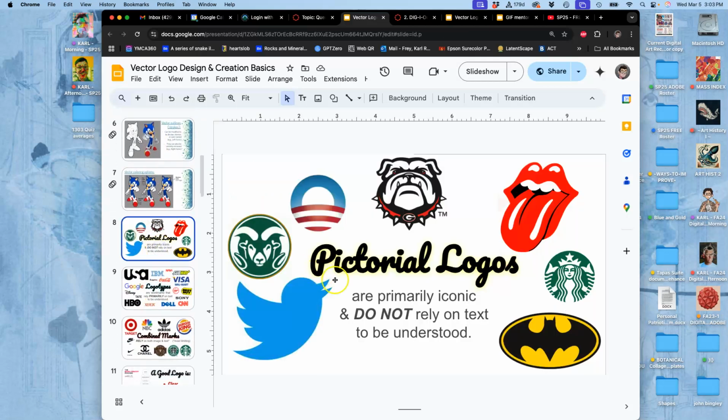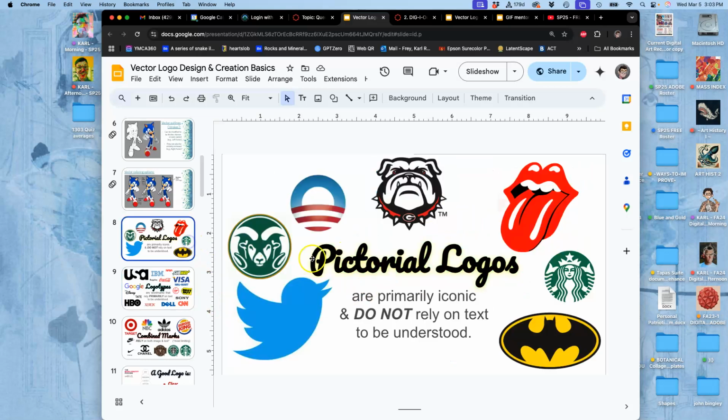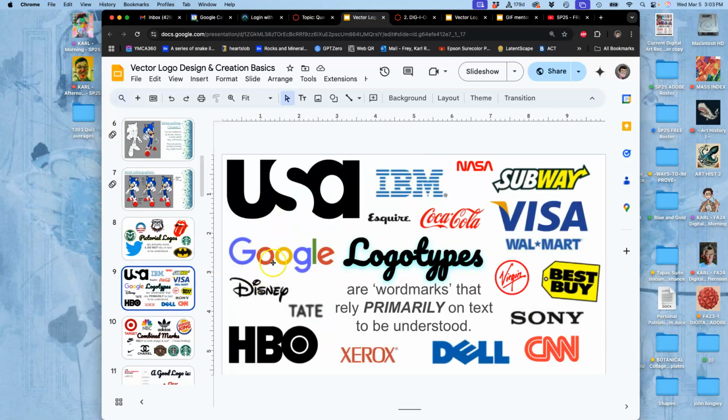So we talked about logos. Pictorial logos, primarily just a picture, iconic. They do not need text to be understood. Logotypes are only text. Maybe the most famous logotype on the planet would be Coca-Cola. It has never had a pictorial logo that goes with it. A polar bear doesn't count. Right? So, logotypes. Notice that these are both equally designed. One's not easier than the other.